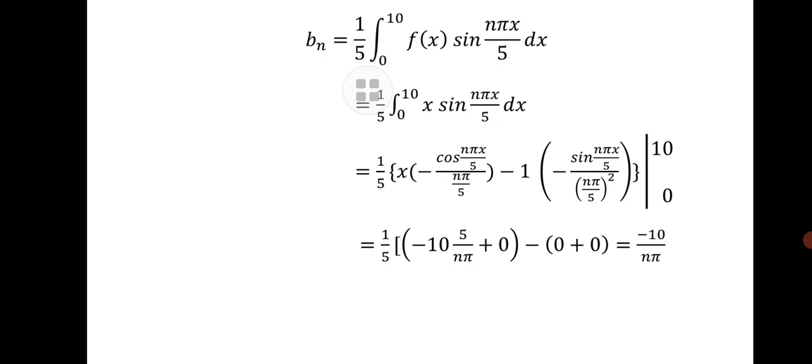If we come to the bn value, it is 1 by 5 integral from 0 to 10 of f of x sin n pi x divided by 5 into dx, that is a 1 by 5. Again apply the Bernoulli rule, so apply the upper limit and lower limit, and we will get bn value equal to minus 10 divided by n pi.